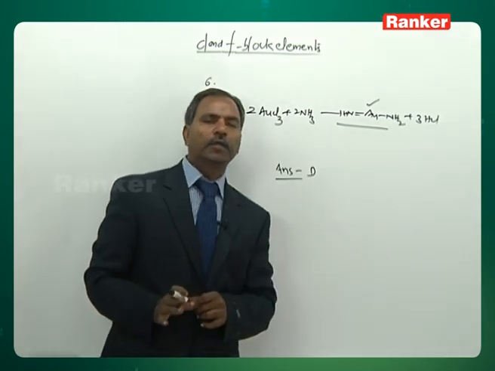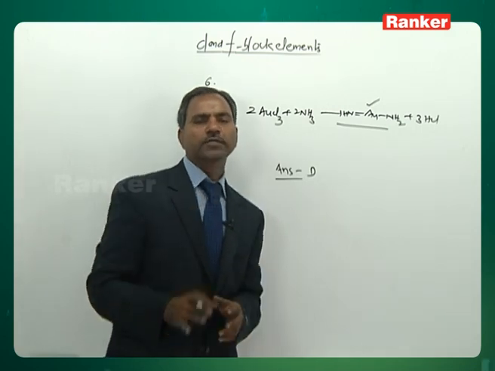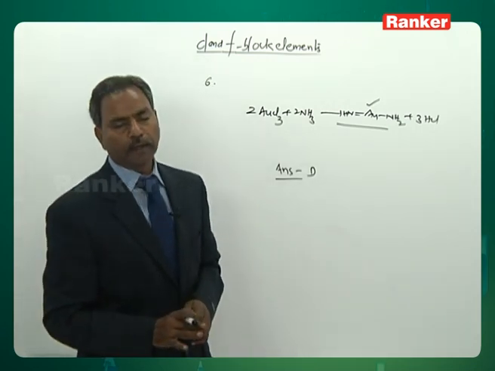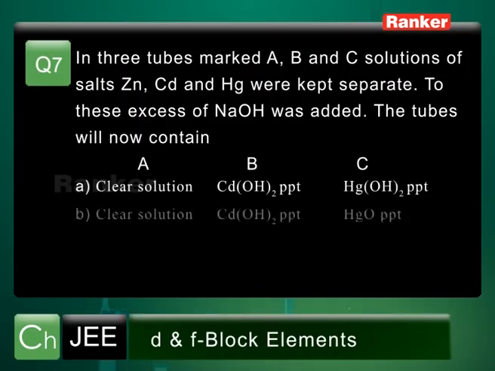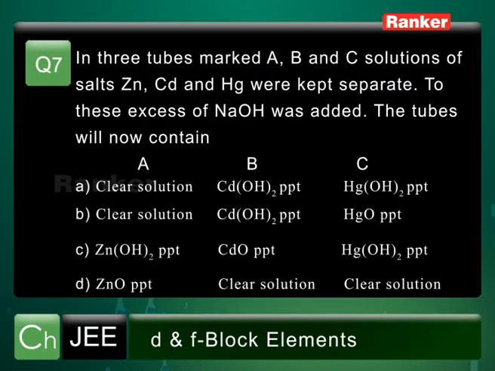You have to remember the chemical formulas of such compounds, because such questions appear in different entrance exams. Coming to the seventh question: in 3 tubes marked A, B, C, solutions of salts of zinc, cadmium and mercury were kept separately. To these an excess of NaOH was added. The tubes will now contain what?